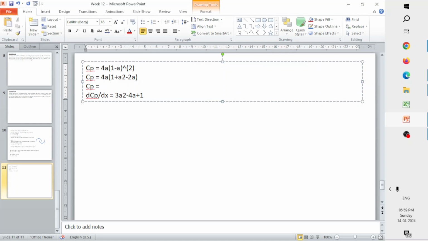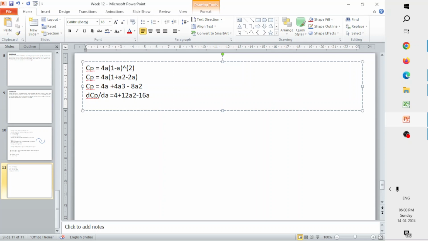Now you are expanding the bracket, so it will be 4a plus 4a cube minus 8a square. If you take the derivative of Cp with respect to a, then you get 4 plus 12a square minus 16a.